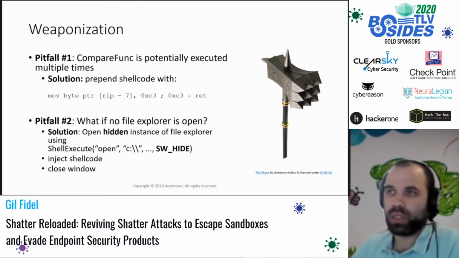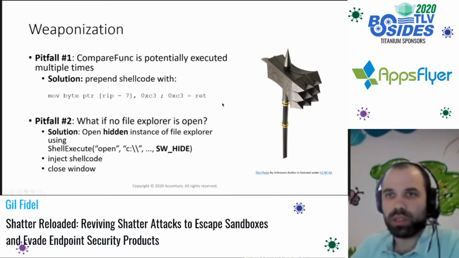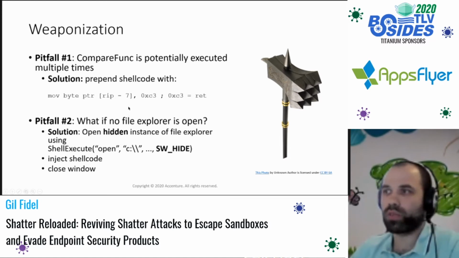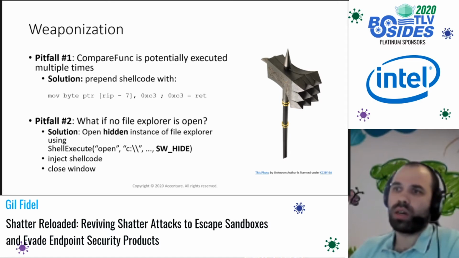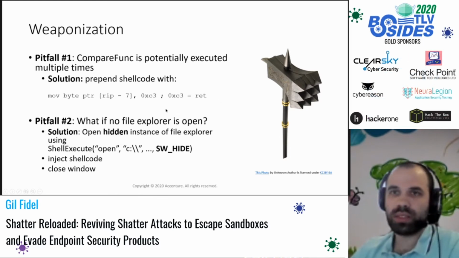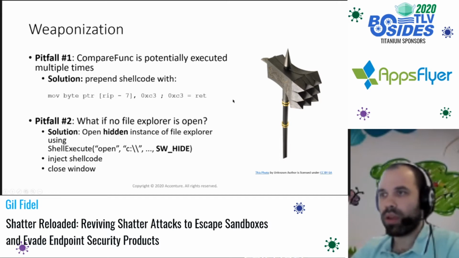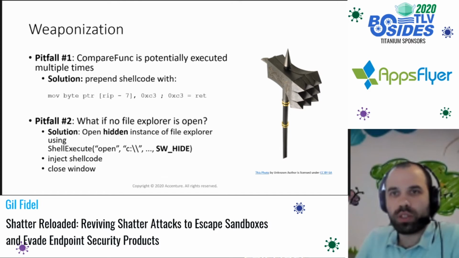So to overcome this on 64 bits, we simply add this bit of assembly which we append to the shellcode, which basically overrides the beginning of itself with the ret instruction. It returns immediately. What that means is that after the first time it runs, the next time the compare function is invoked, it doesn't do anything, it doesn't run our shellcode, instead it simply returns, which is what we want.